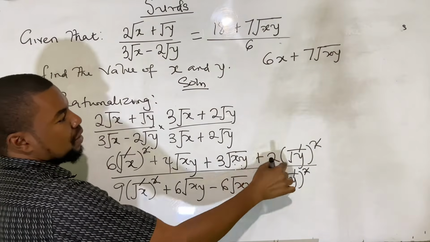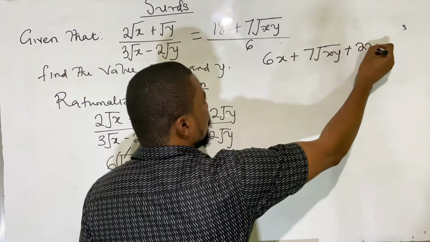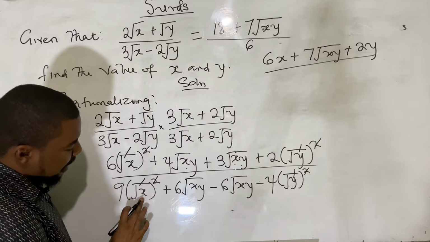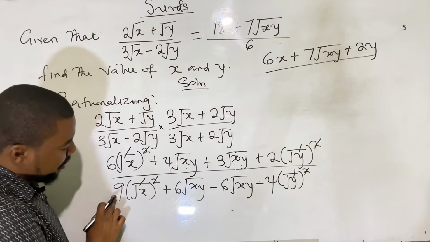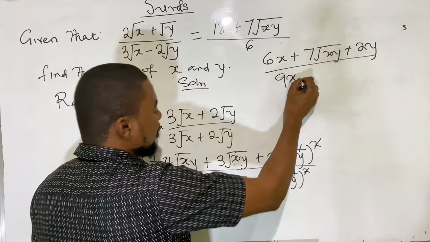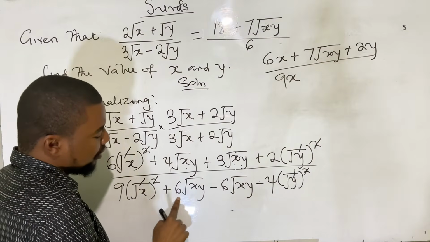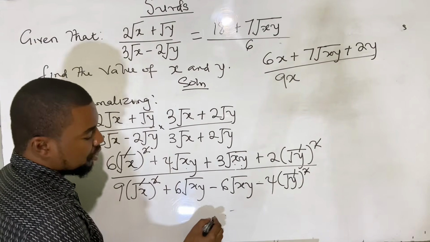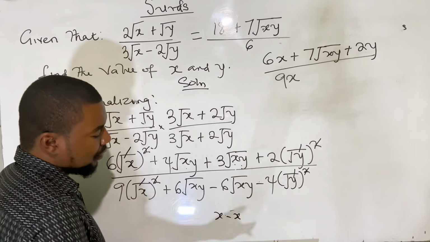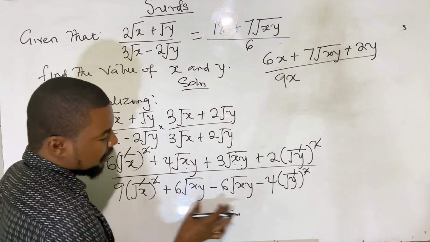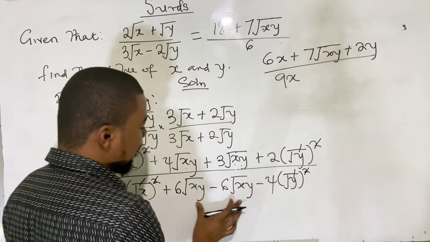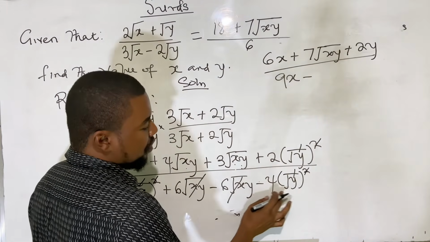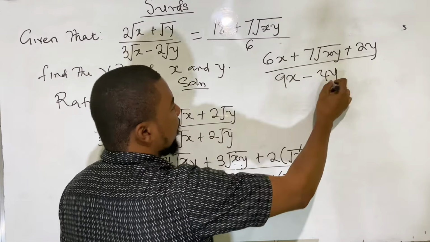And again, we have 2 times y. This gives us 2y. And this is over. For the denominator, we have x remaining after the squares cancel out. So 9 times x is 9x. And then here we have 6 root xy minus 6 root xy, which is actually a 0, just like when you have x minus x, that gives you a 0. So one is a positive and the other is a negative. So that gives a 0. These ones we can cancel them out and then we have negative 4 times y gives us 4y.